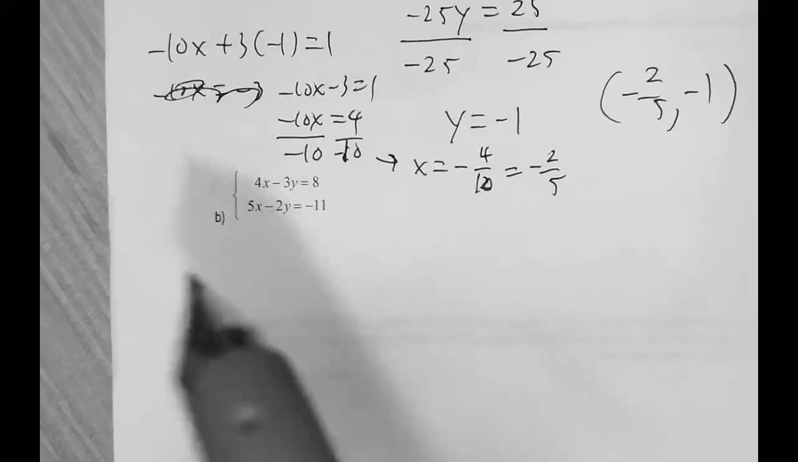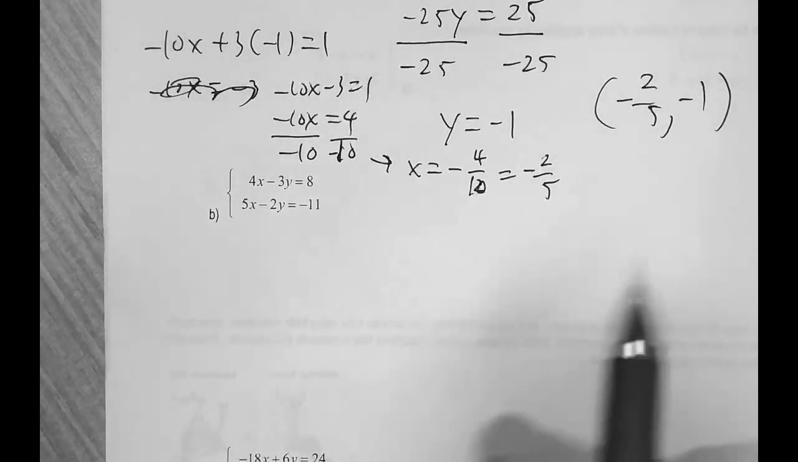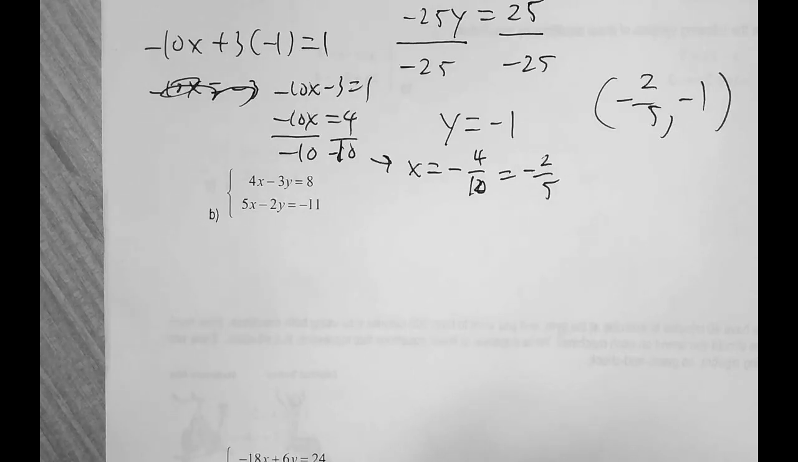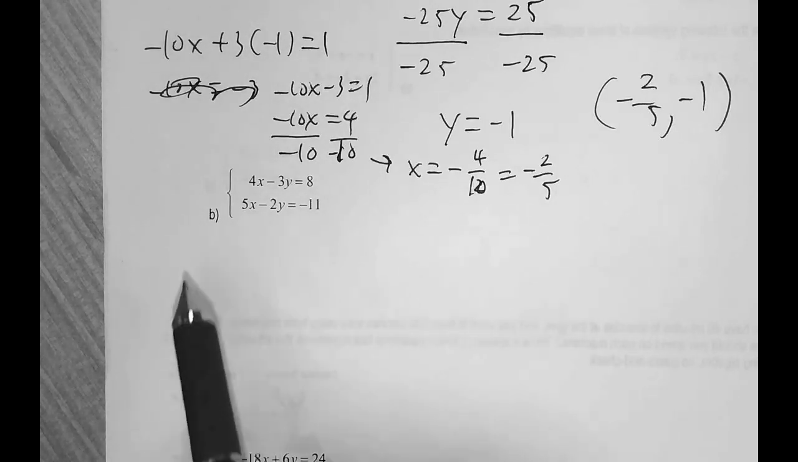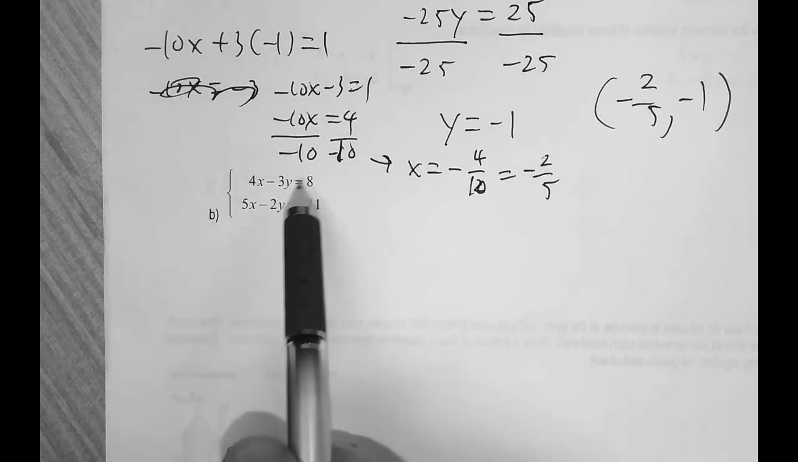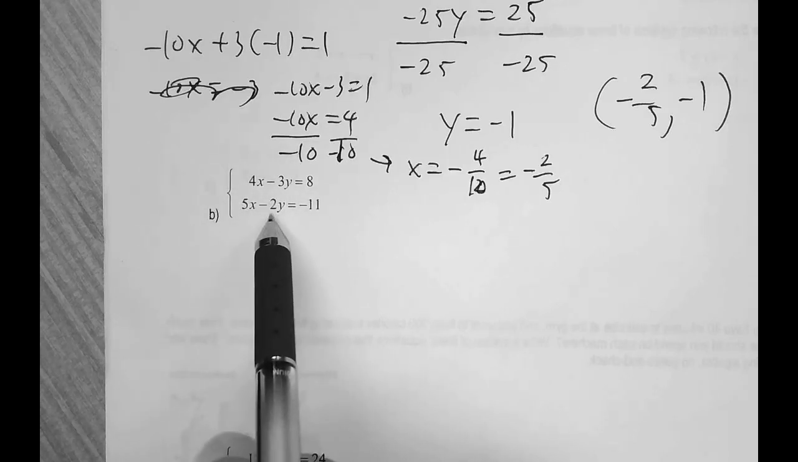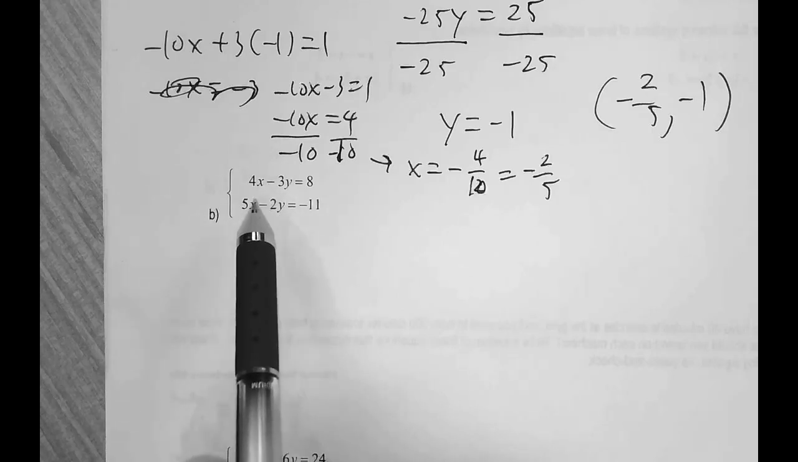Okay, so 4x minus 3y equals 8, and 5x minus 2y equals negative 11. So here it's a bit trickier because there's nothing I can really multiply this top one by to get 5 or 2, and same thing with the bottom. There's nothing I can multiply 5 by to get 4 or 3.